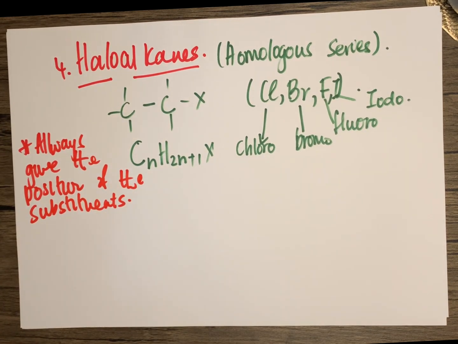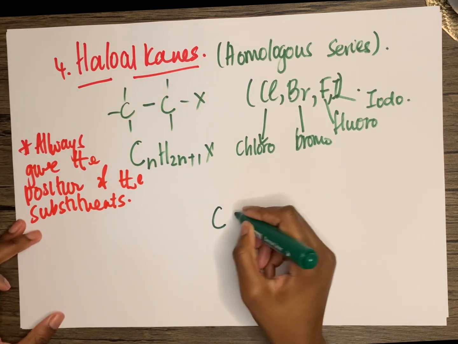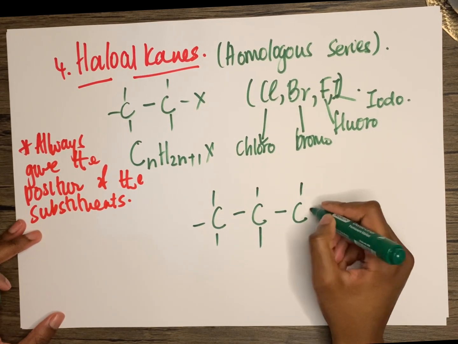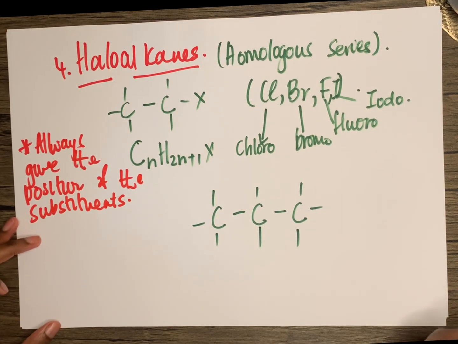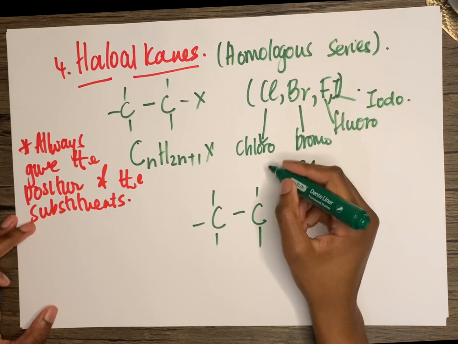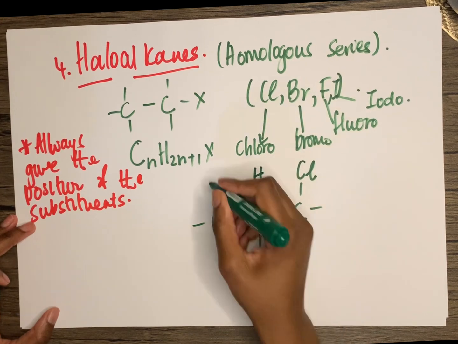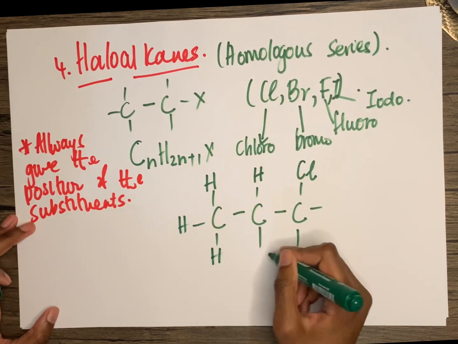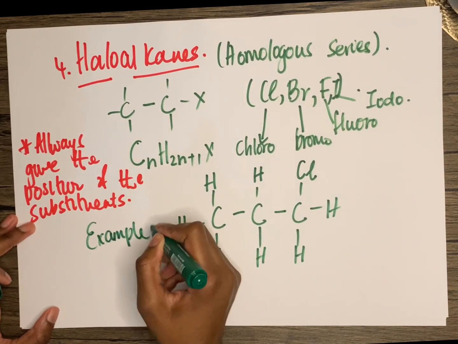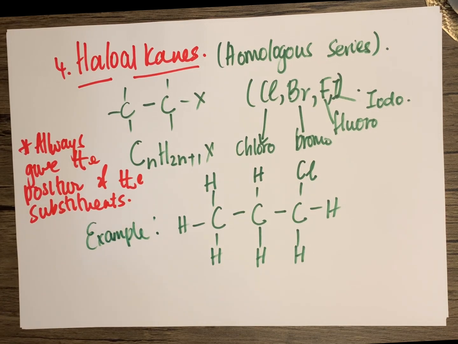Right? So let me take a simple example since I've already given you the rules for naming. Let's take something like this. This is obviously a structural formula. And then let's say we have a Cl, and then we have hydrogen, another hydrogen, and another hydrogen here. This is my example. And then the question says, give the IUPAC name of this organic molecule, right?